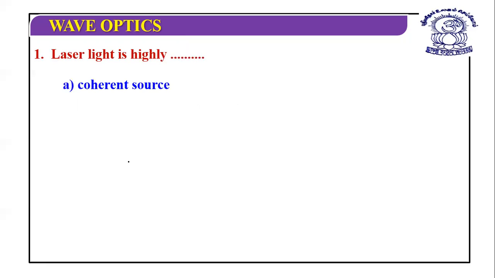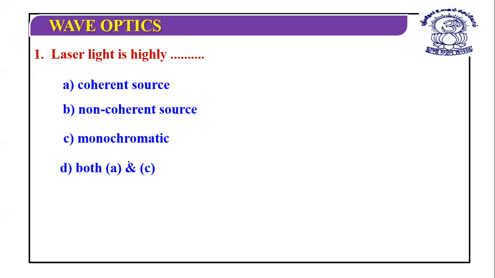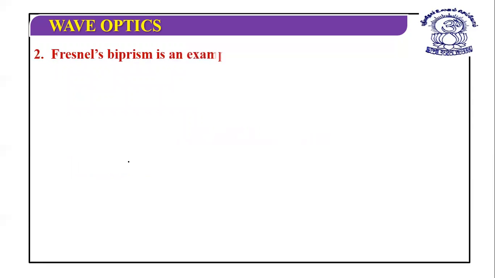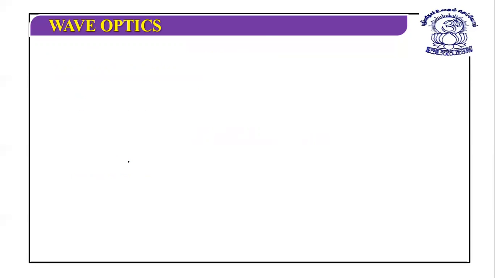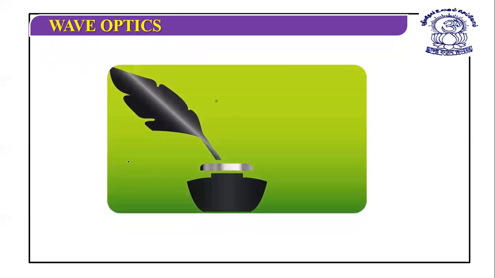The laser light is highly coherent, non-coherent, monochromatic. The correct option is D. It is highly coherent and monochromatic source. The Fresnel biprism is an example of division of wavefront. This is all for today. Thank you.